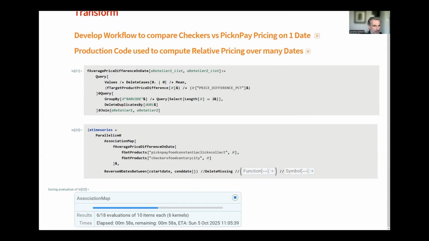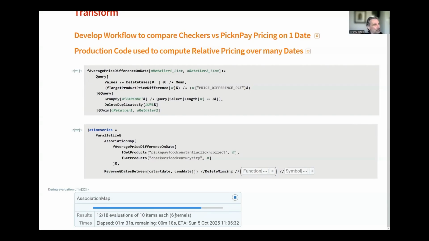Here we use the production code to compute the average relative pricing of all identical products sold by both Checkers and Pick and Pay every week for the past 3 years. So previously we just looked at the pricing difference on one date, 16th of September. Here we're going to look at it over the last 3 years. I started this parallel computation earlier. It's going to take around 100 seconds to retrieve approximately 7 million products from 2 SQL databases.